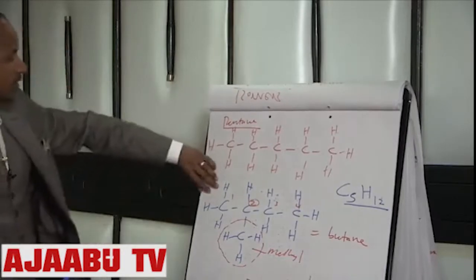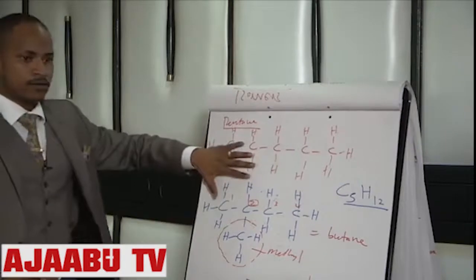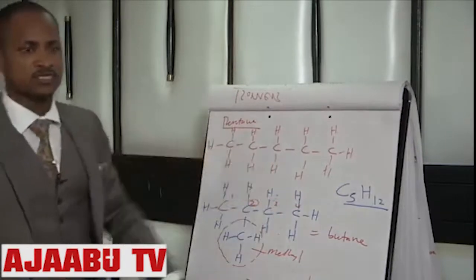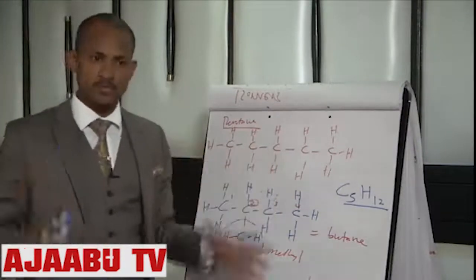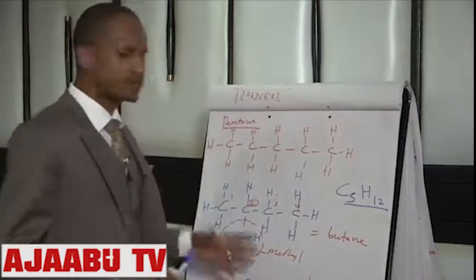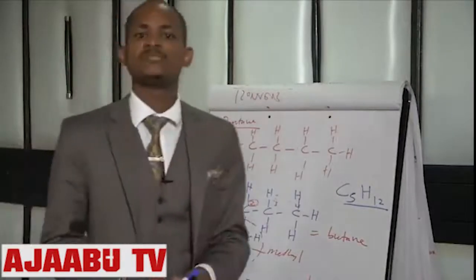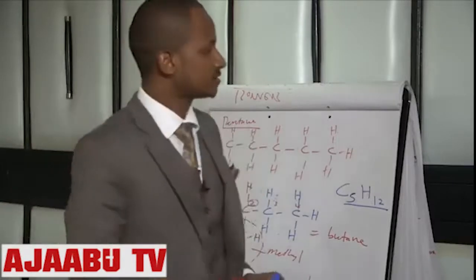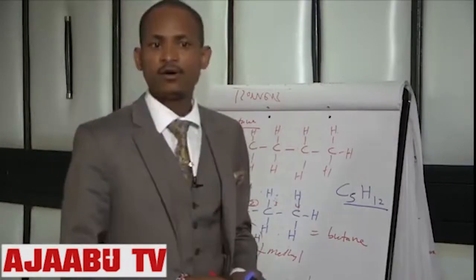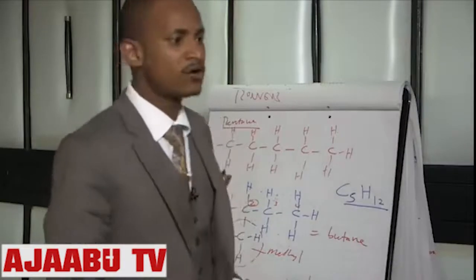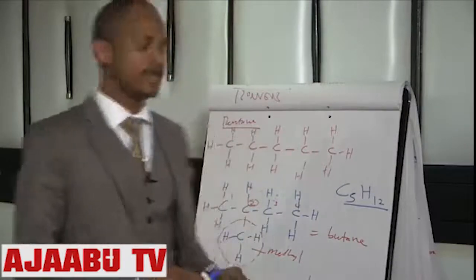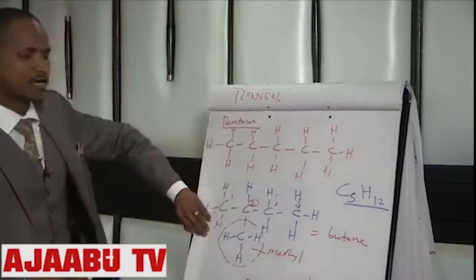So class, from here, the first assignment before we finish, I want you to get all the isomers of hexane, all isomers of heptane, all isomers of octane, all isomers of nonane, and all isomers of decane. That is our assignment for today.